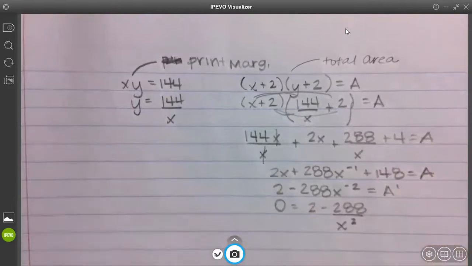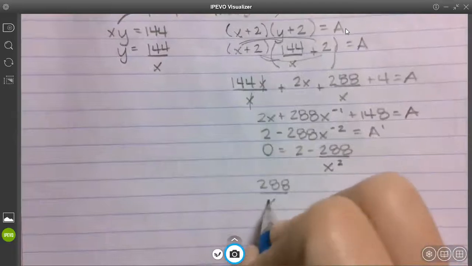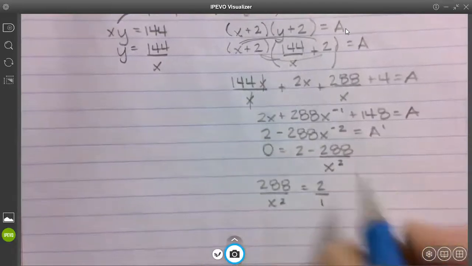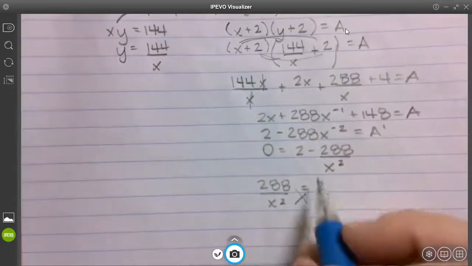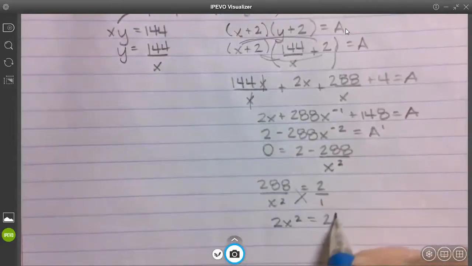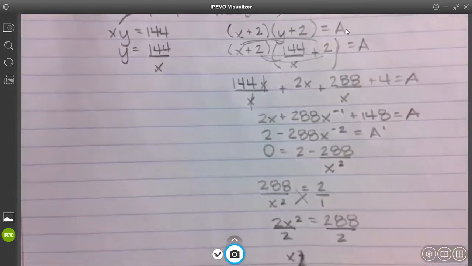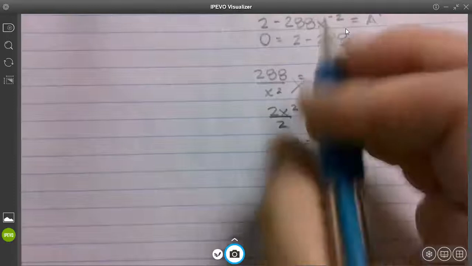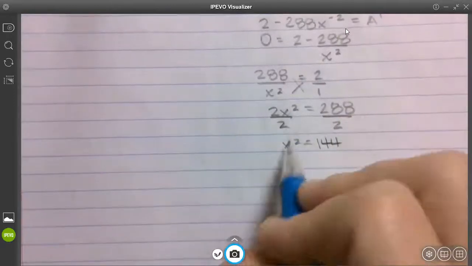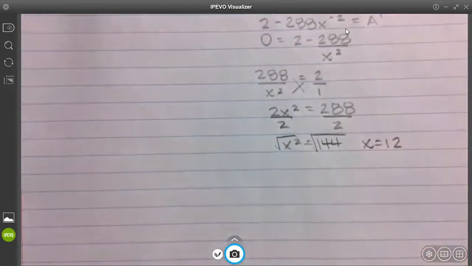This looks like just the beginning ones that we did. Add your 288 over x squared over, and cross multiply. 2 times x squared is 2x squared. 288 times 1 is 288. We're going to divide by 2. That gives us that x squared is equal to 144. Take the square root. And x equals 12.